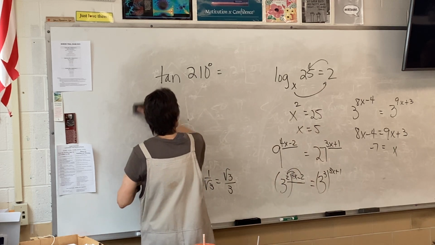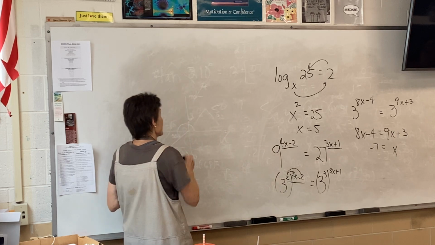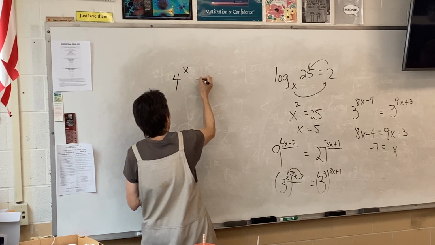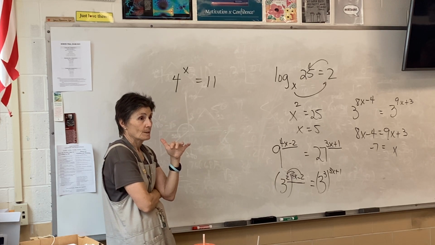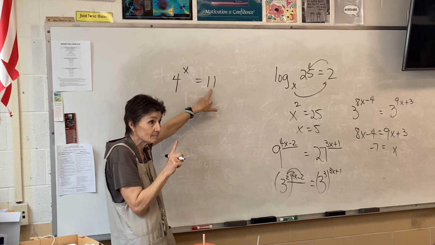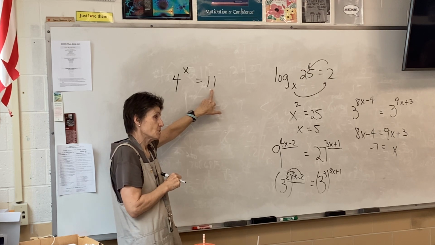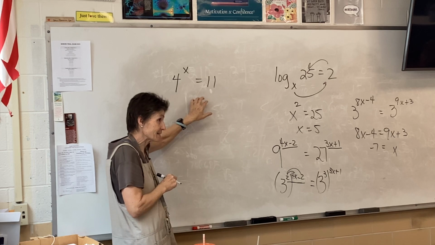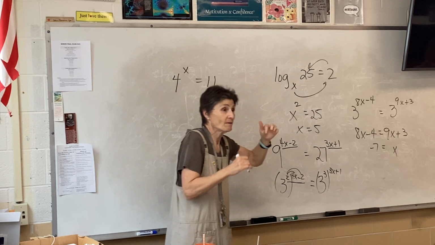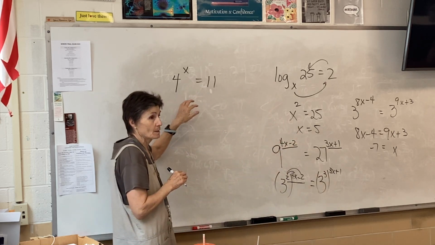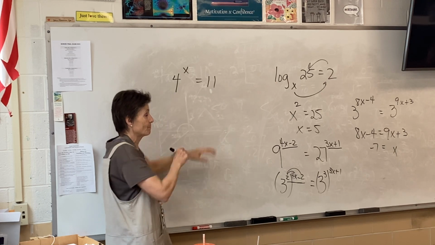Now, a problem that looks very similar to that is something like this. 4 to the x equals 11. If that number had been a 16, life would be perfect, right? But it's not. So, what do we do with a problem like this? This is a calculator problem. This will be on the calculator part of the test. Remember, if I'm doing it today, it's on the exam. So, what am I going to do?